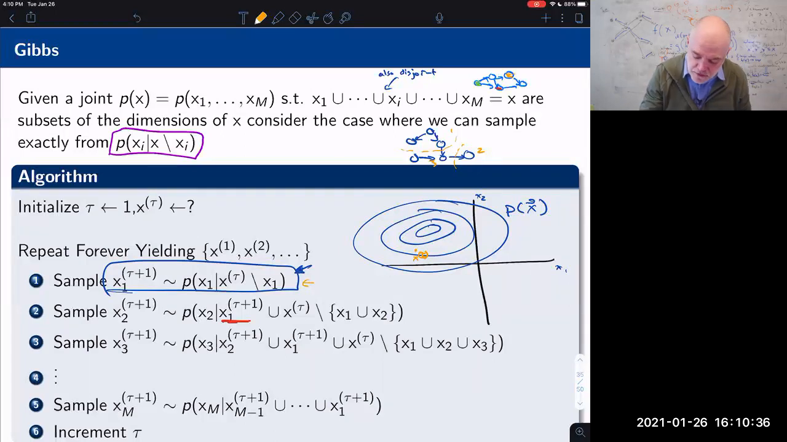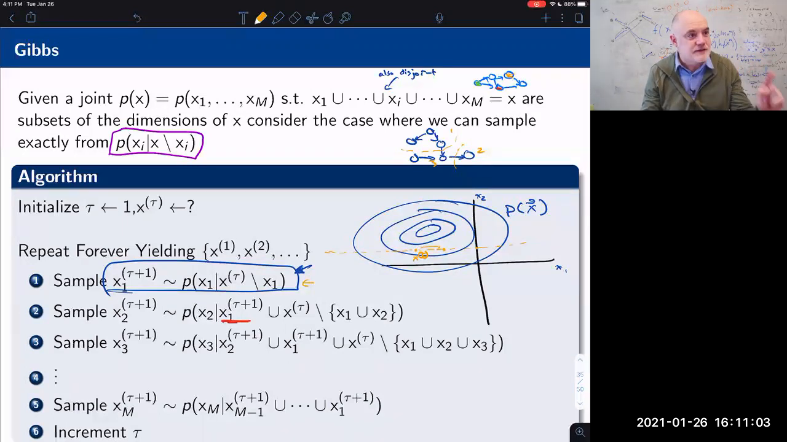The conditional distribution is a renormalization of a slice of this density. Conditioned on the value of X2, X tau has this particular value of X2, and it means that we're going to mess around with the value of X1. We're going to sample X1 conditioned on the value of X2. So maybe we sample a new value of X1 here.